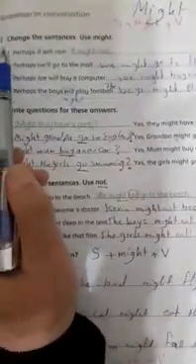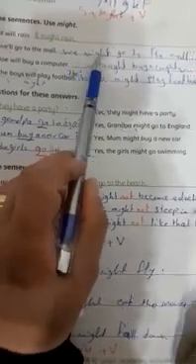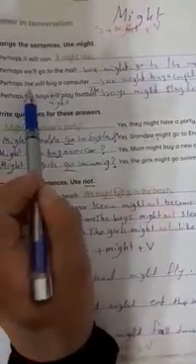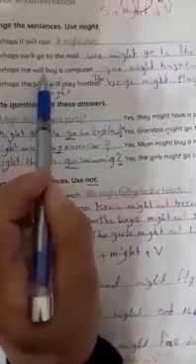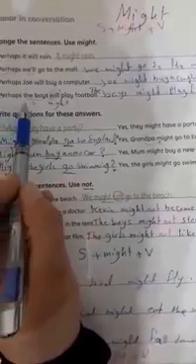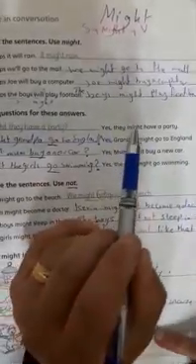Grammar in conversation. Question number 1, change the sentences, use might. Perhaps it will rain. It might rain. Perhaps we'll go to the mall. We might go to the mall. Number 3. Perhaps Joe will buy a computer. Joe might. We omit will here. Joe might buy a computer. Now, number 4. Perhaps the boys will play football. The boys might, instead of will, might play football. This is question number 1.